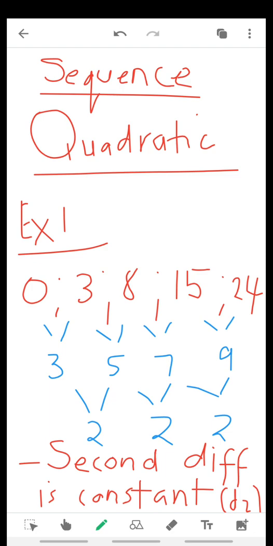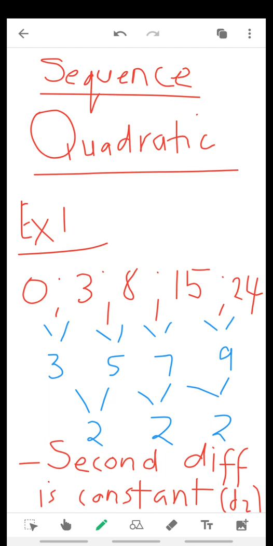Okay, but with your quadratic sequence, you are going to do this minus this minus that, but you notice that the first differences form an arithmetic sequence. They form a linear sequence. Which means go a step further and find the second difference. Then you notice that the second difference is constant. That is our quadratic sequence.